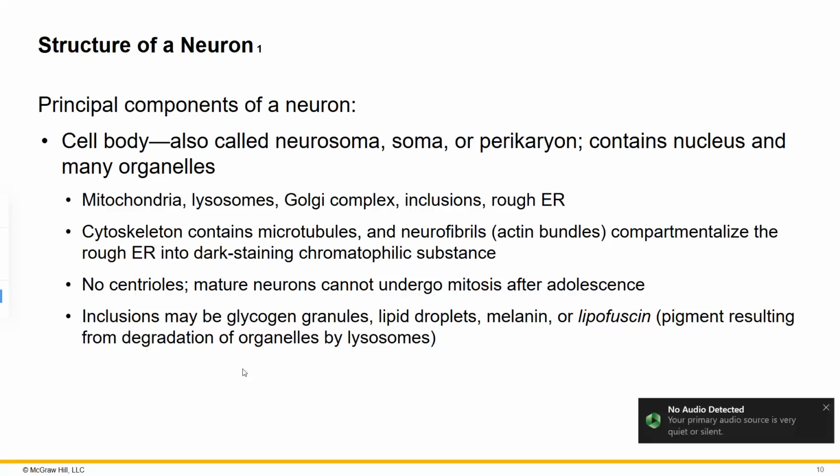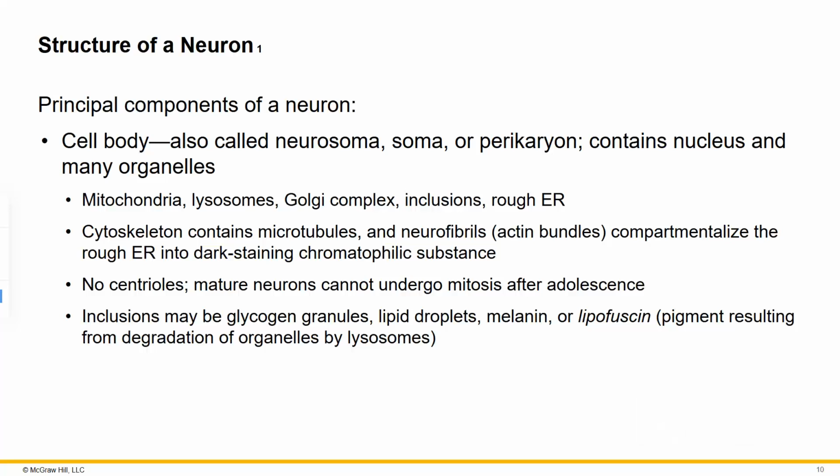The structure of a neuron. So the principal components of a neuron, we have a cell body, an axon, and dendrites. And then we also have axon terminals.